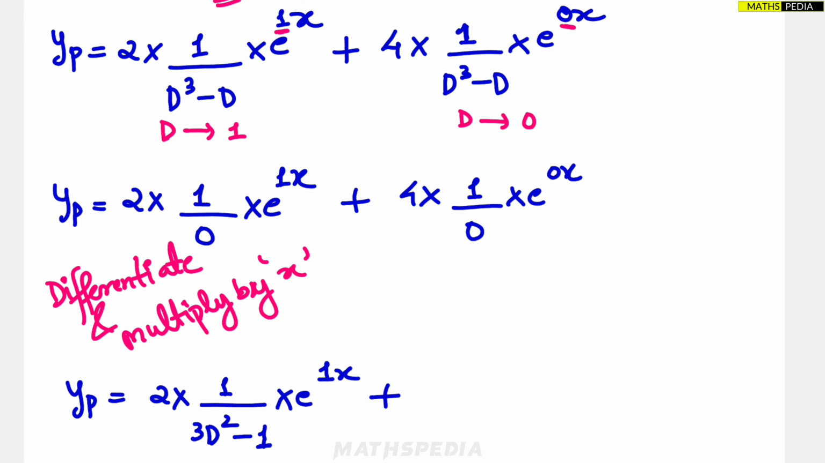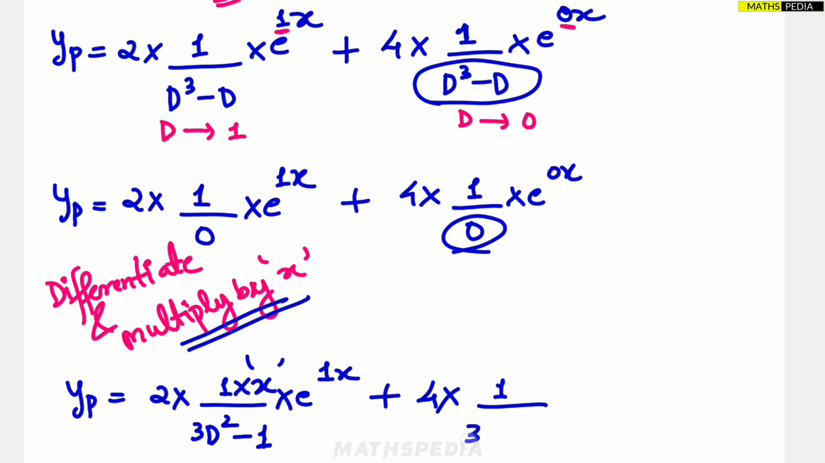So plus 4 into, here also 0 has come, so here also again the same thing, but one more step was there, multiply by x. So here I should multiply by x, very important. Numerator, okay? So 4 into 1 divided by, this you have to differentiate, so same differentiation, 3d square minus 1, into numerator x into e power 0x.